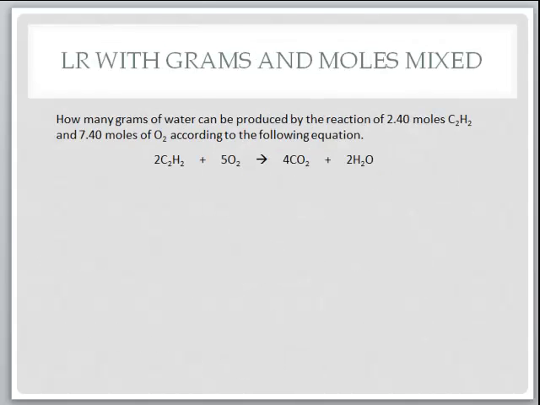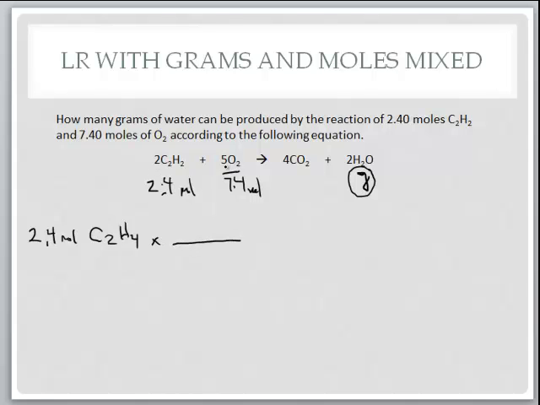Let's take a look at one last problem. Okay, so now we're looking for grams of water. We have 2.4 moles of the C2H2 and 7.4 moles of the O2. So again, now we're starting with moles, but we're going to try to calculate grams. Again, let's find the limiting reagent. 2.4 moles C2H4, and I'm going to calculate how many moles of the O2 I need.